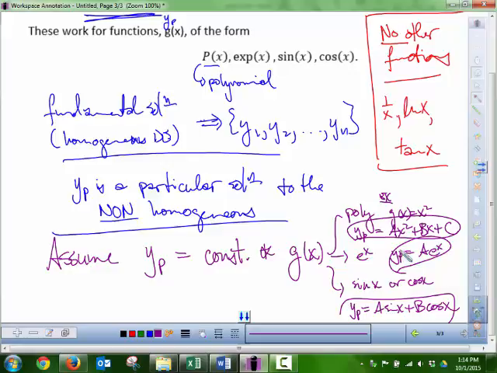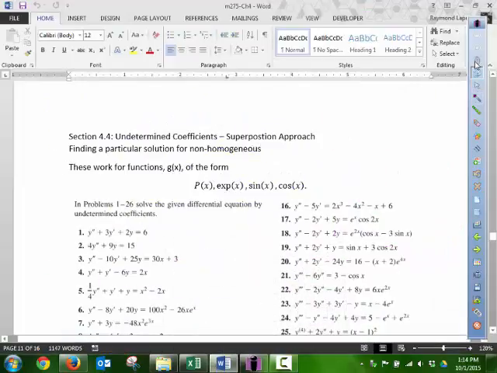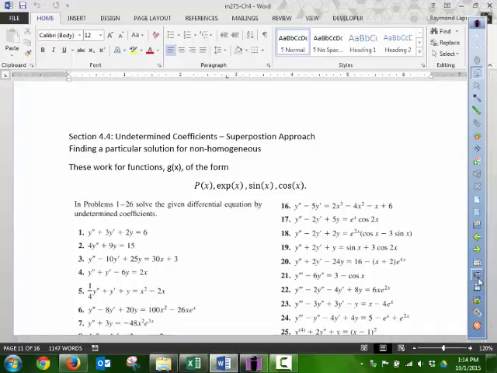All right. Well, let's try a problem. It makes a lot more sense when we start doing these things. This is one of those things where the theory is theoretical. Oh, well, look, we have a whole bunch of them. Let's start with number 4, for example.